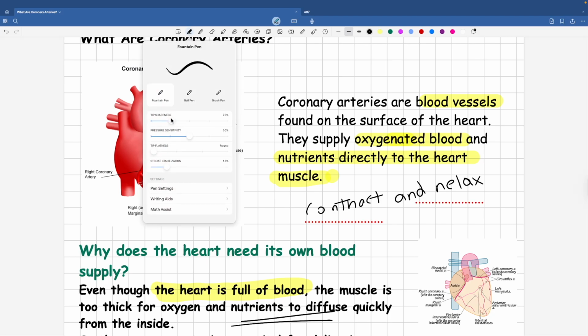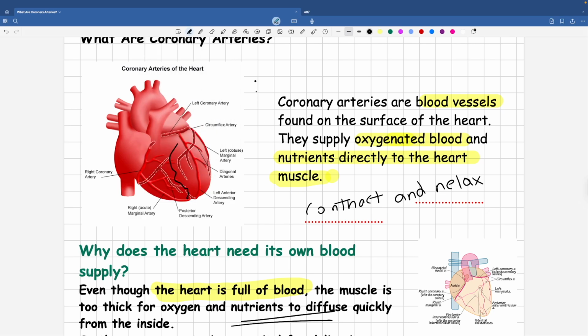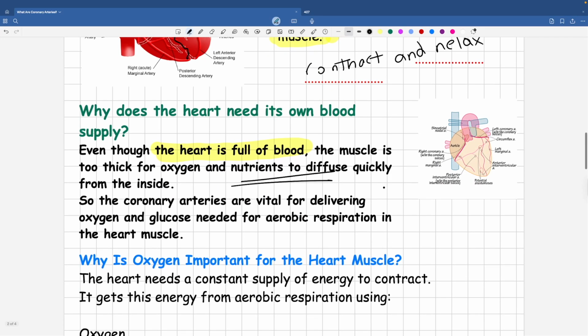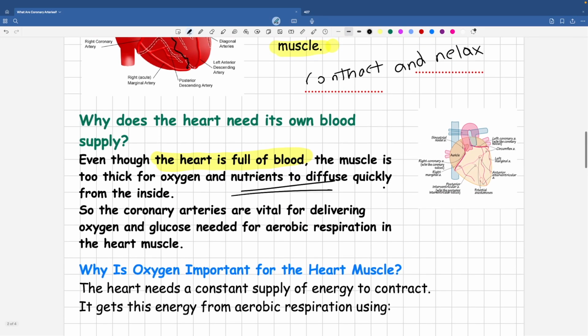I don't know what is happening with this pen. I'm so sorry, guys. Let's increase the sharpness, deep sensitivity, stroke stabilization. I think this should be enough, right? So, I'm so sorry you guys have to go through this. I should have checked it before I started the video. But let's carry on with this video.